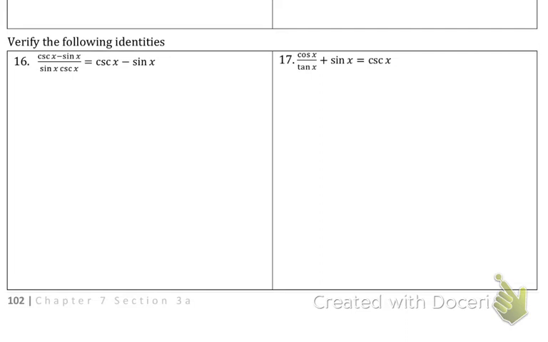So if I'm looking at this one, I can turn that tangent into sine over cosine. So if I'm completely out of things to do, I'm just like, oh, you know what? I'll have cosine x over, instead of tangent, I'll change that to sine x over cosine x plus sine x. And now I kind of have my two sides.